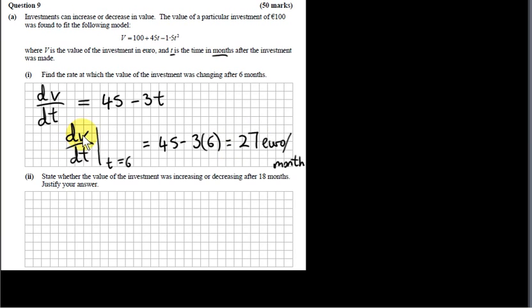V is in euros, it's the value of the investment. t is in months. So the units for this value are euros per month. So that's the rate at the instant that t equals 6. Of course, that rate will change.